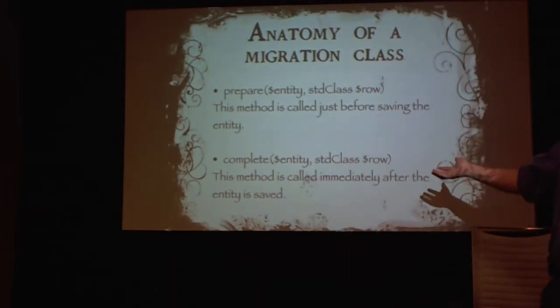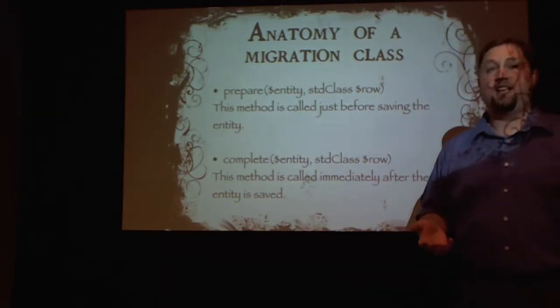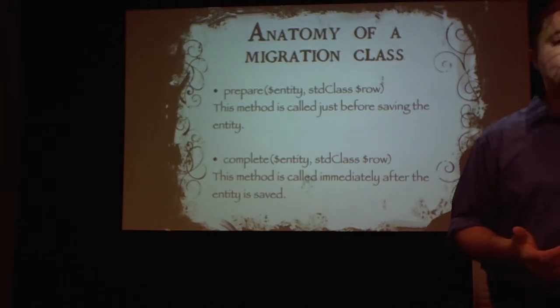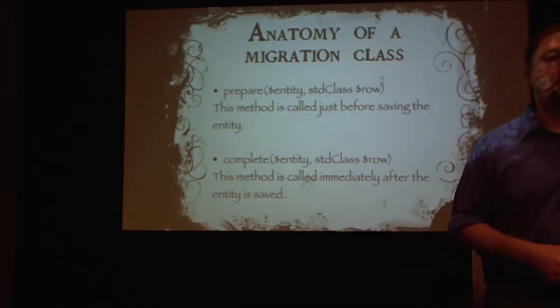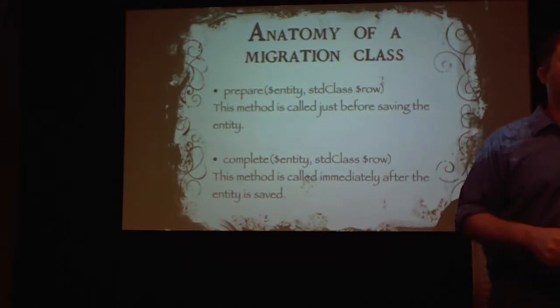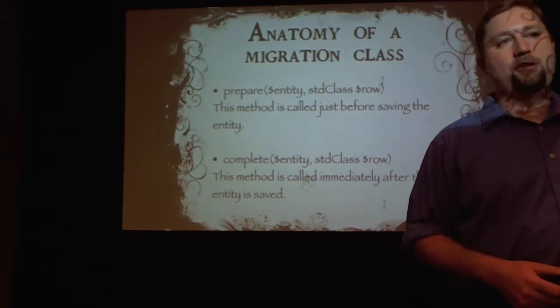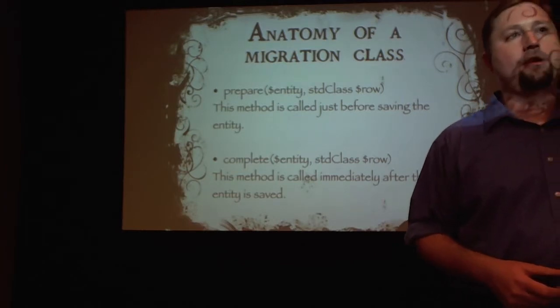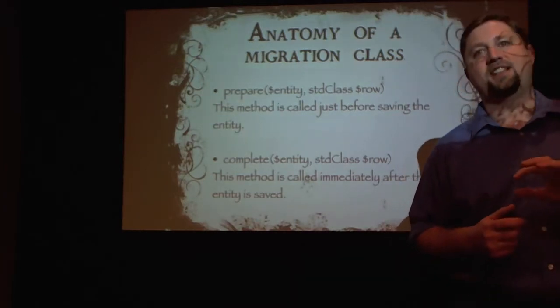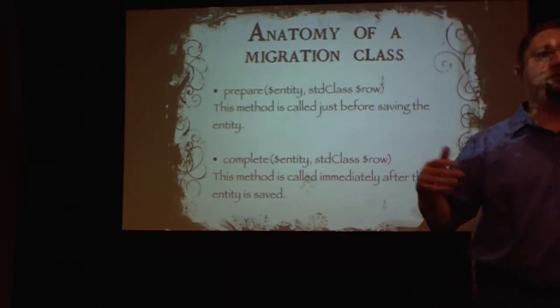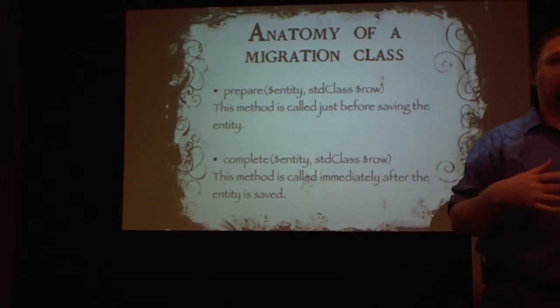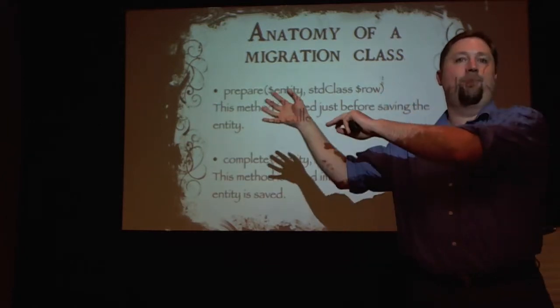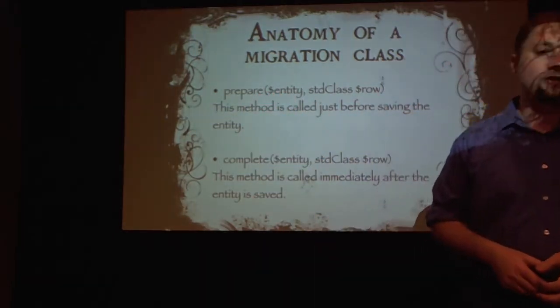And then its corollary is the complete method, which is called immediately after the entity is saved. And sometimes you may need to do some application-specific logging, or you need to update some additional tables. As we talked about, with the field mappings, the destinations expect a one-to-one mapping of source and destination, but sometimes that's not possible. And so you can use this complete method to go update some other record. So I've got this node here, and it's got some properties, and now I want to go update something else over here right after it got saved.